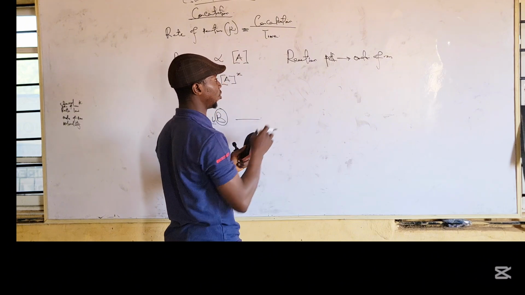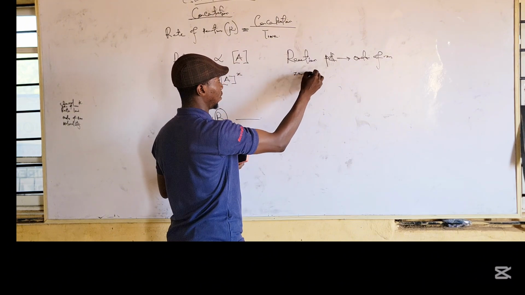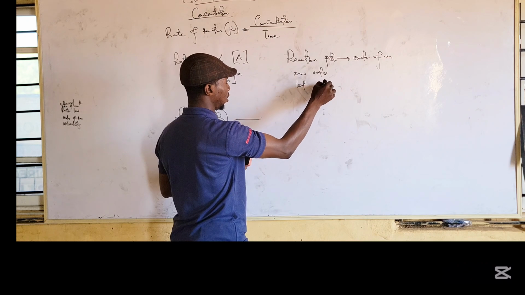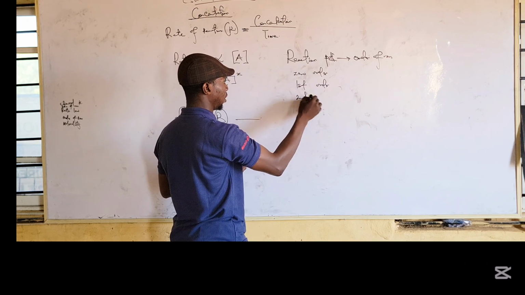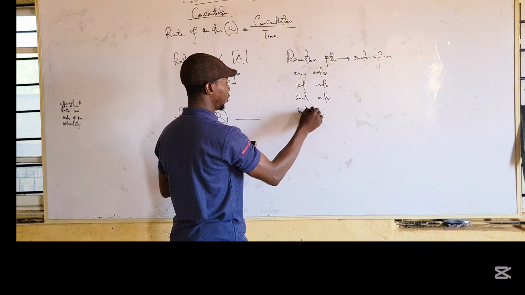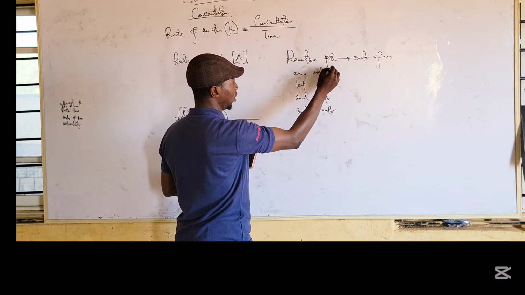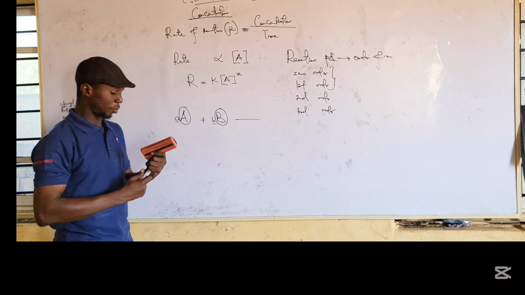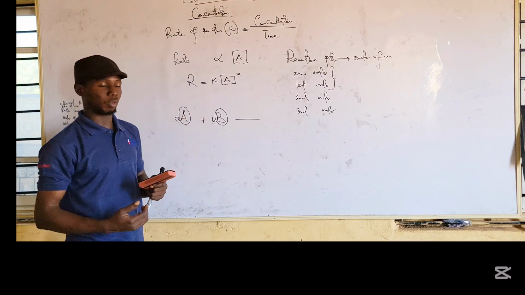We have several orders of reaction. We have reactions that occur at zero order, at first order, second order, and third order. But for this video, we'll only be explaining zero and first order. In subsequent videos, I will explain second and third order.